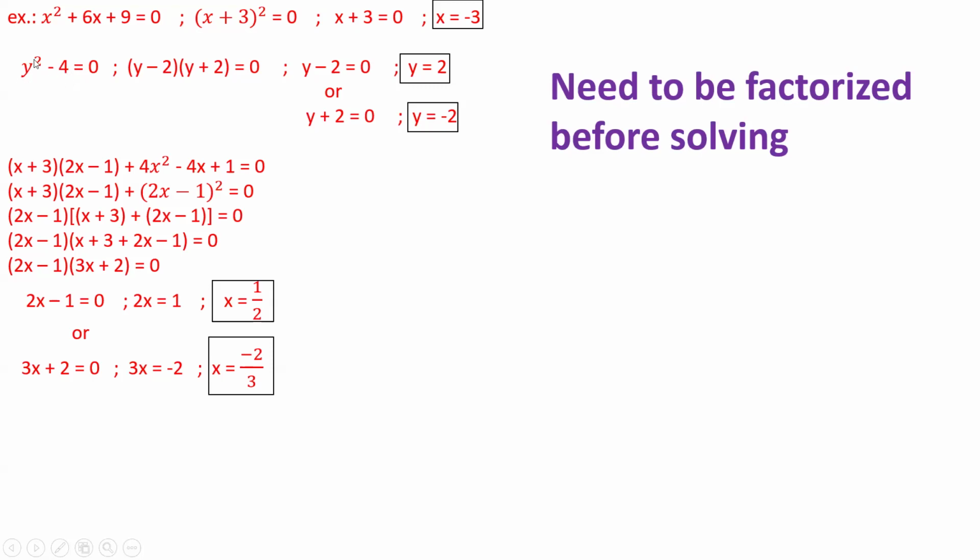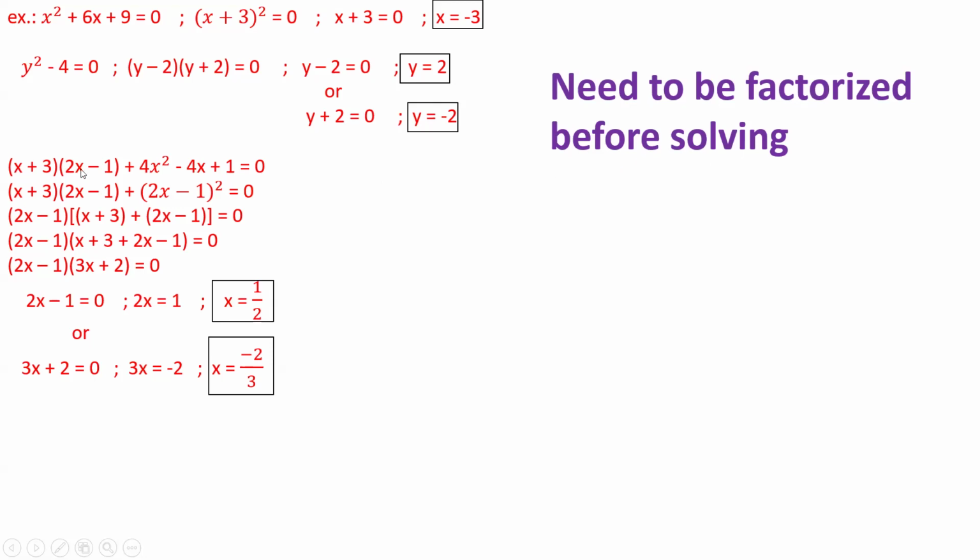Here I see a squared minus b squared. So the factorized form is a minus b into a plus b equal to 0. y minus 2 into y plus 2 is equal to 0. Now this is a product equation. So either y minus 2 is equal to 0, then y is equal to 2, or y plus 2 is equal to 0, then y is equal to minus 2. So these equations, we need to factorize them before solving.